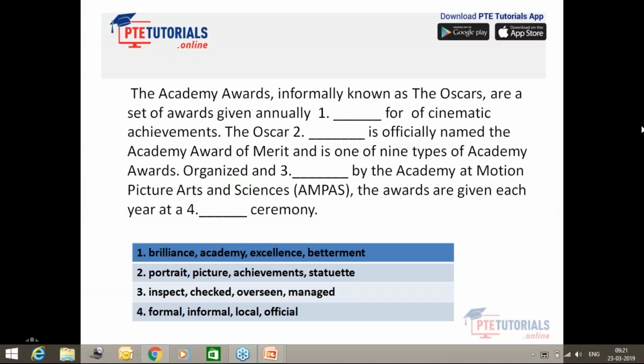It's not managed. Local is also wrong. Kiruthi: excellent, statuette, managed, formal. One incorrect. Then I have Brinda. Brinda, give your answers in one go. Jubin: excellent, statuette, managed, official. I knew that you people will select like organized and managed. Just tell me the difference between organized and managed.